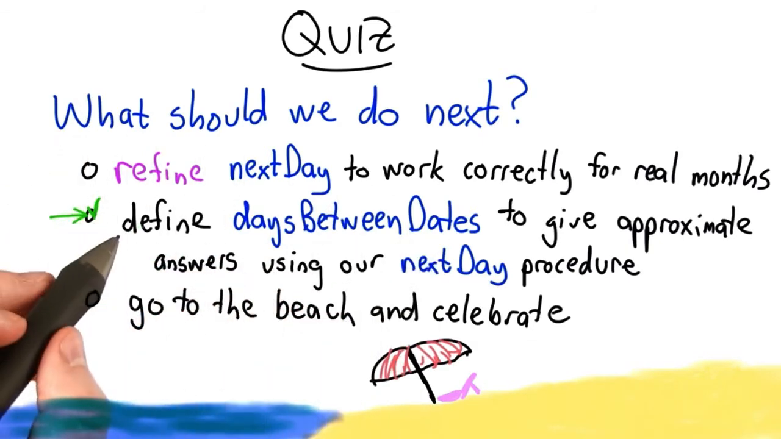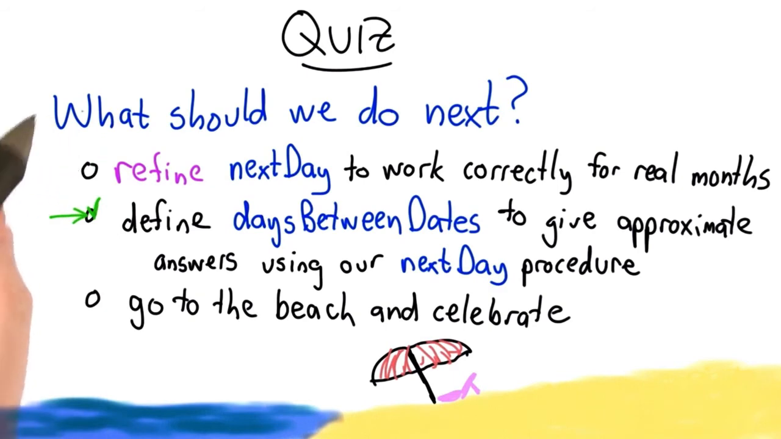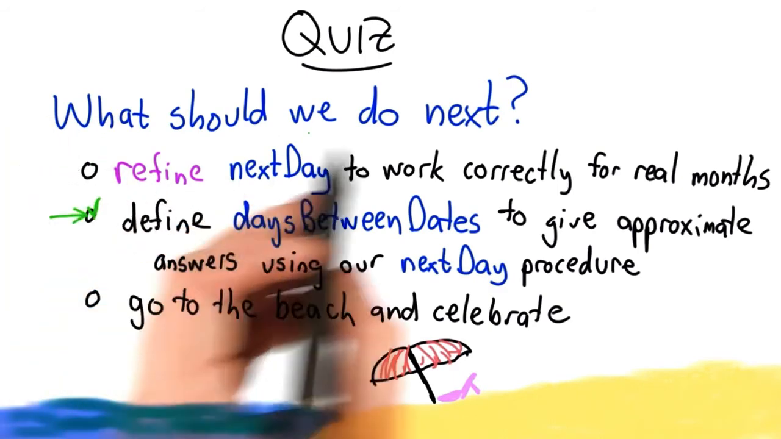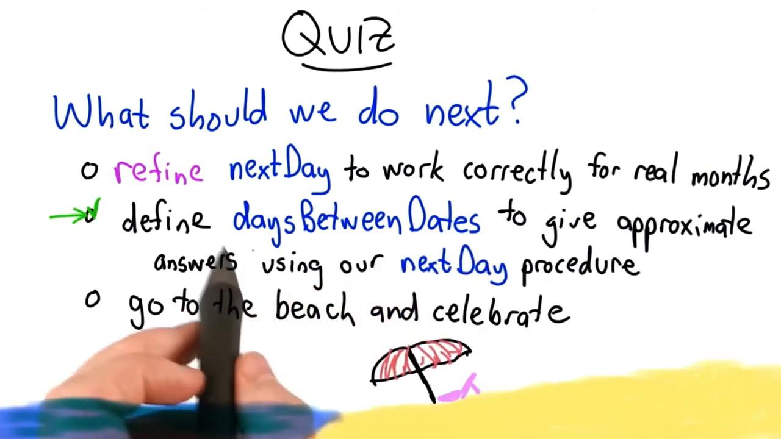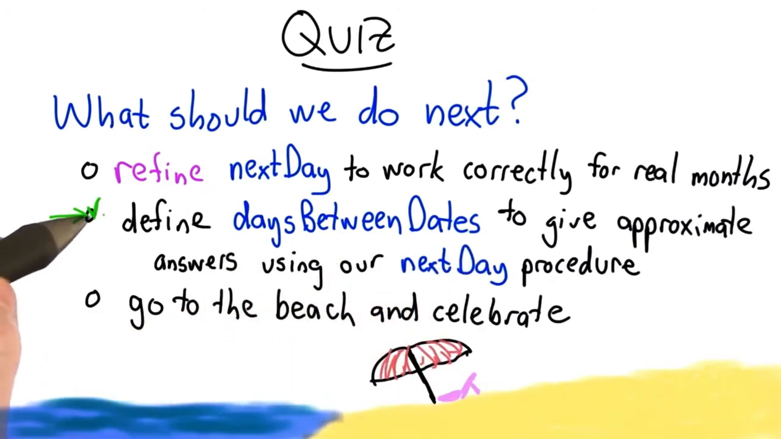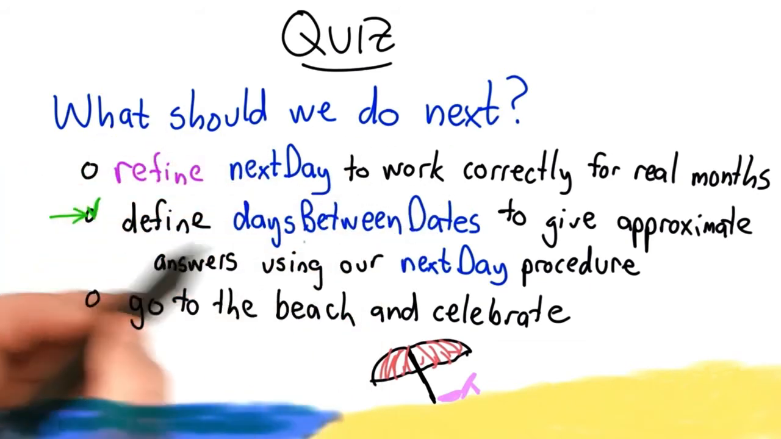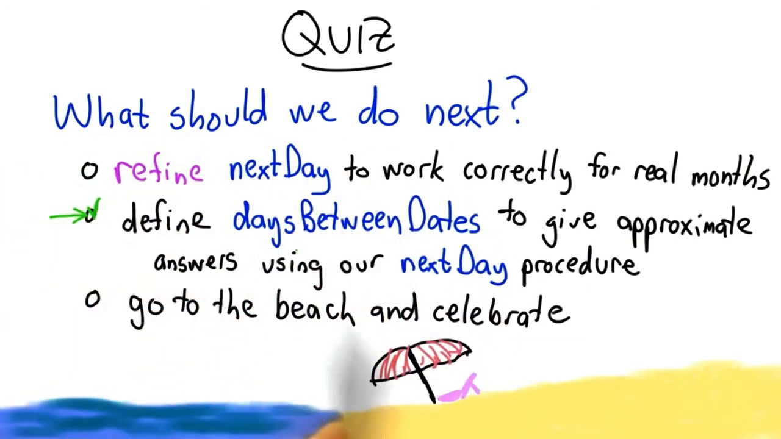And the reason that we do number 2 rather than refining next day is I like to procrastinate. The grungy work of dealing with all the complexity of real months, let's put that off till later. The advantage of doing number 2 first is we'll have a lot of confidence that we're on the right track if this works. We'll be very close. We'll be getting approximate answers. We'll see that we're on the right track. And then we can figure out those details, but we won't need to change this code later. So let's go ahead and see if we can write days between dates using the next day procedure.